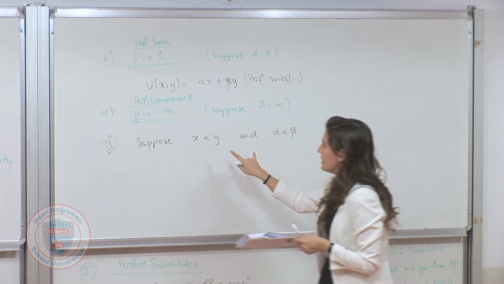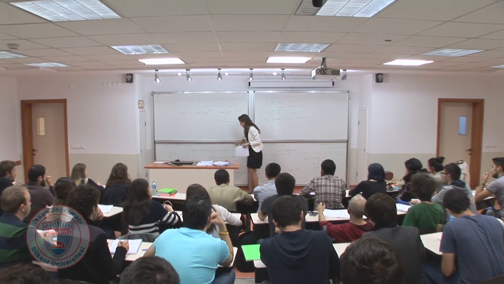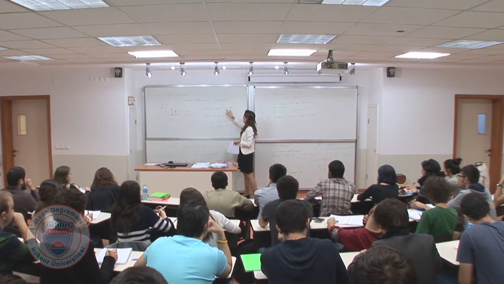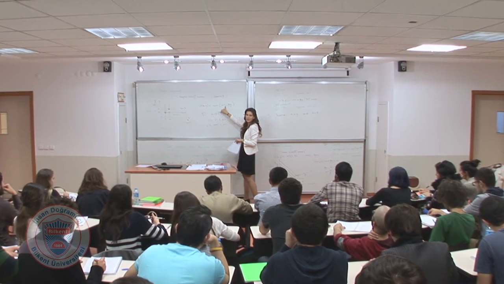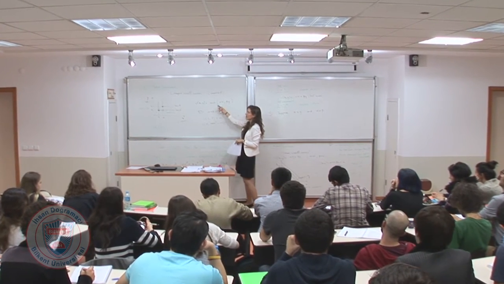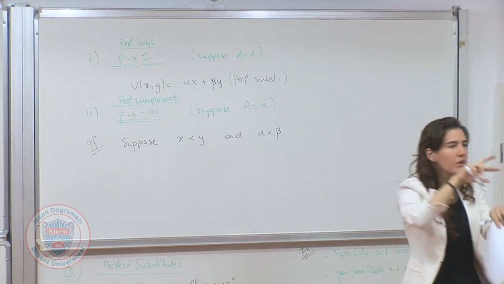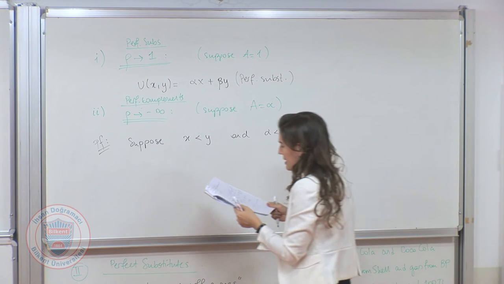We want this because we want to make sure of the minimum. If X is less than Y and alpha is less than beta, then the minimum is definitely alpha X, right? So I want to get alpha X as a result of this, okay? That's why I picked them like this. You could have done the other way around, okay?